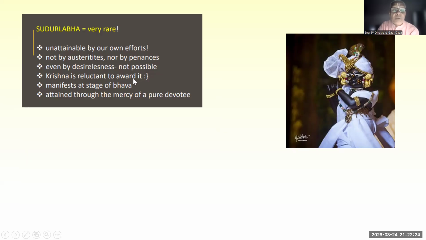So Krishna is reluctant to award it. Why Krishna? So, attainable by own efforts? So we need a spiritual master. We need the mercy of Vaishnavas. We need the mercy of our spiritual master, and we need to do seva or service to the spiritual master. Vapu Seva and Vani Seva, two kinds of sevas are required before our spiritual master Vaishnava is pleased to bestow upon us the mercy.